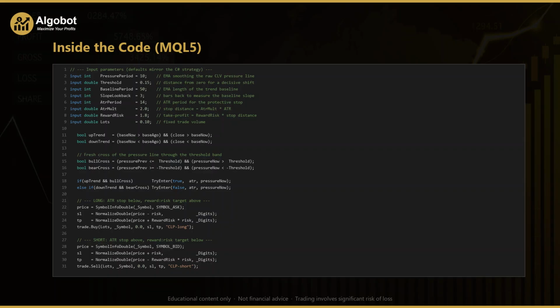The decision is a single if-else. When the market is in an uptrend and a bull cross has just occurred, the EA calls try enter for a long. When it's a downtrend with a bear cross, it enters short instead. In the long block, the entry uses the ask price. The stop loss is placed one risk distance below, and the take profit is placed at the reward to risk multiple above, then trade.buy sends the order. In the short block, the entry uses the bid, the stop loss sits above, and the take profit sits below by the same reward to risk multiple, with trade.sell sending that order. Both sides are perfectly symmetric.